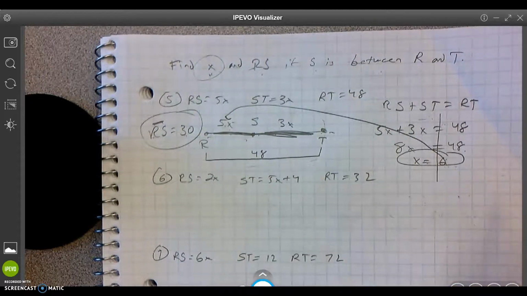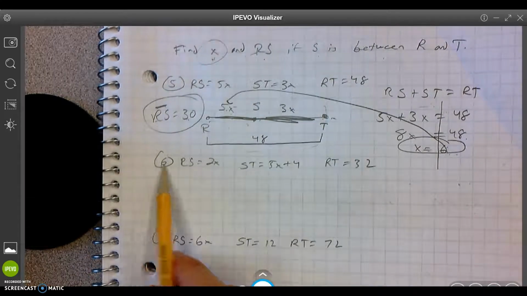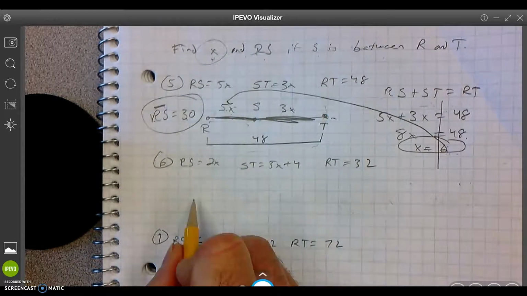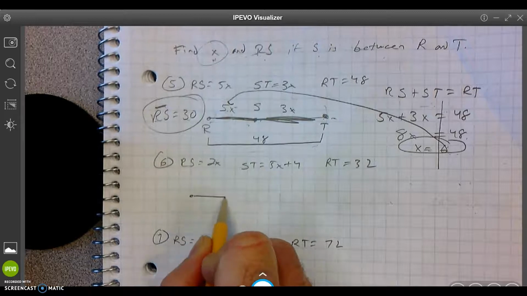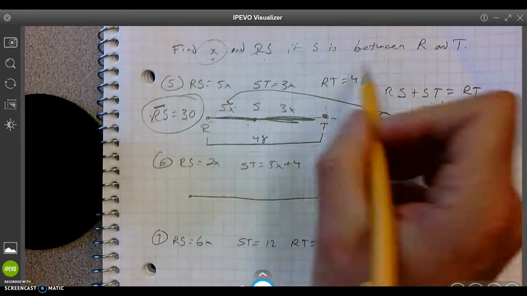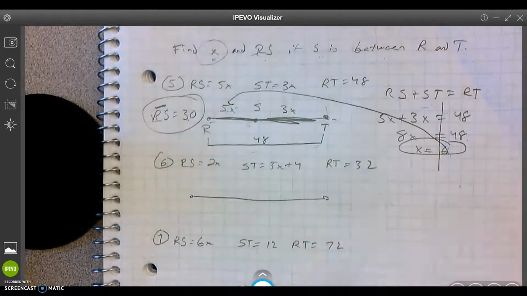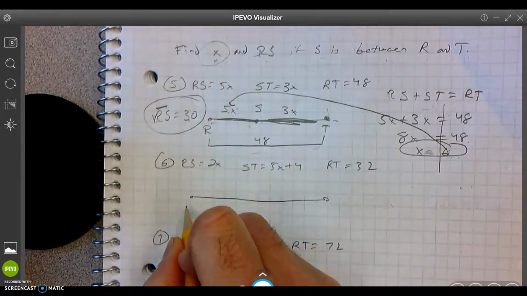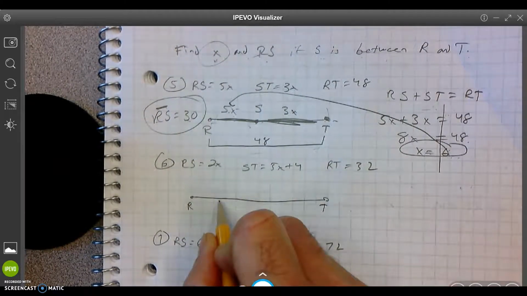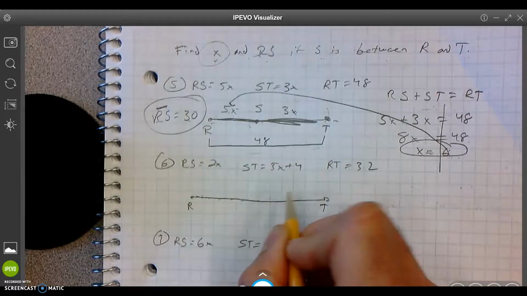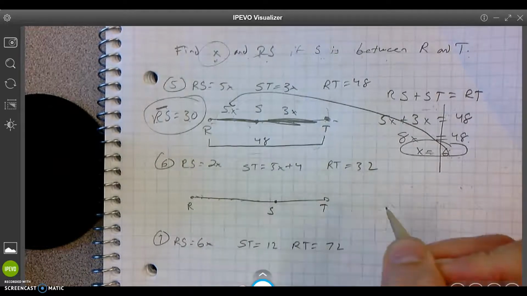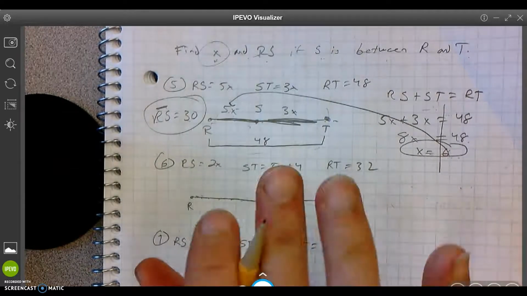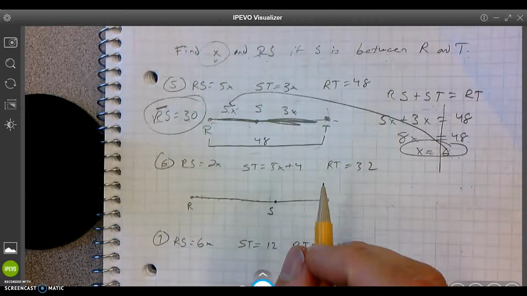We got it. Okay. Number 6, let's do it. First things first, draw a picture. Criteria for success, draw a picture. S is between RT. This is the same for all these 4 problems. So R here, T here, S is an infinite amount of points. Let's pick S, I don't know, right here. Doesn't really matter, as long as the picture is following what the instructions tell us.